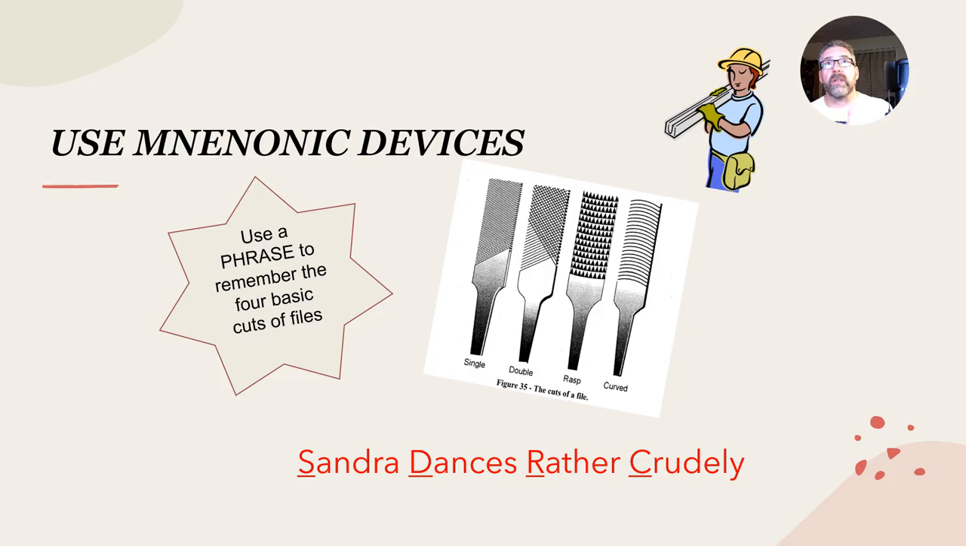Now, this is a little bit outside of our ballpark here with these files for memorization, but again, I'm just using this as an example of the mnemonic devices: single, double, rasp, curved. Sandra dances rather crudely. So as soon as we do that, Sandra dances rather crudely, single, double, rasp, curved. It makes it easier by just memorizing a line.